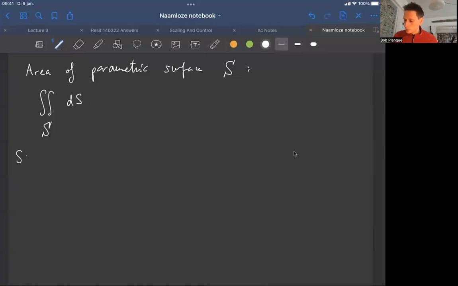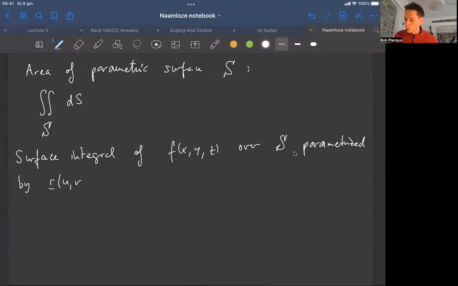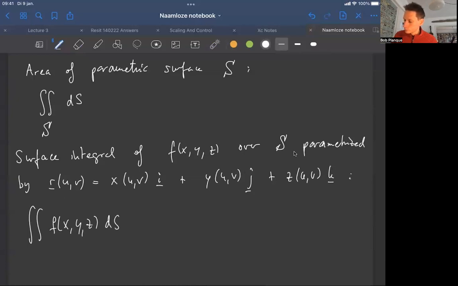And now the surface integral, the more general one, the surface integral of f of x, y, and z over S, parameterized by this parameterization with component functions, which we denote by this notation. That's the thing on the right. So how do we compute it?